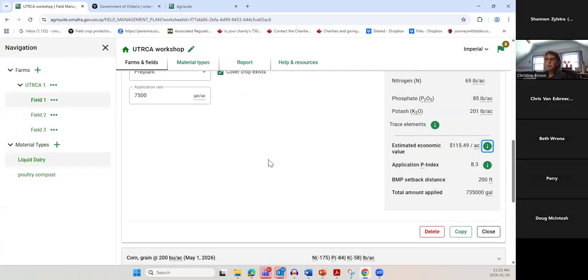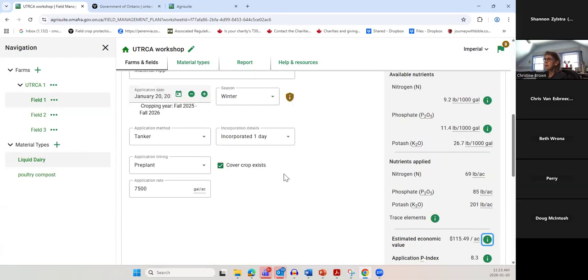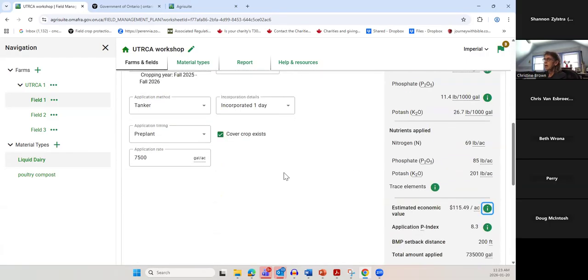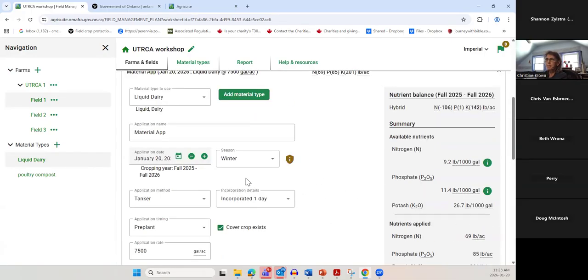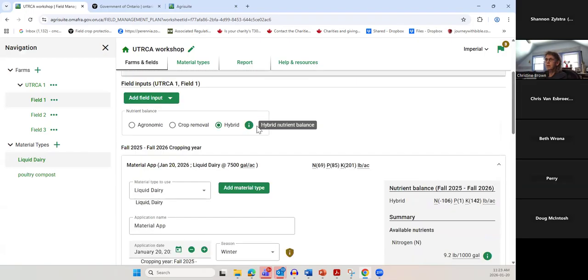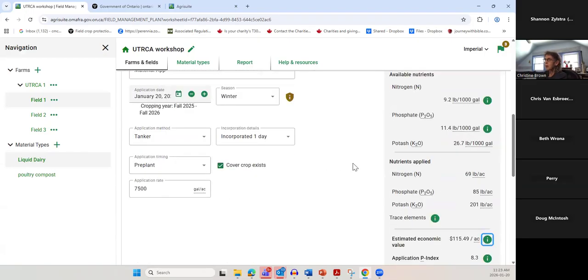Are there any other questions in the chat? But notice how much lower the phosphorus index is when I have no-till incorporated with one in one day, but thank you for the answer. No worries. I was expecting more people to have more questions.